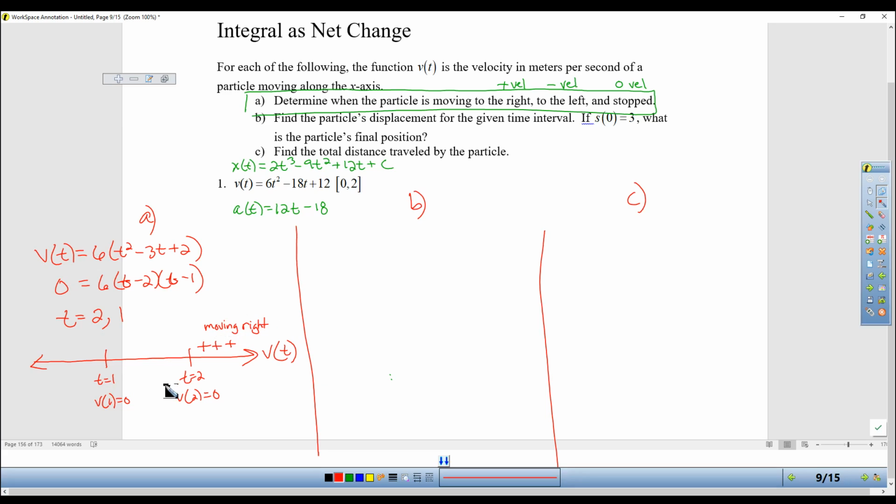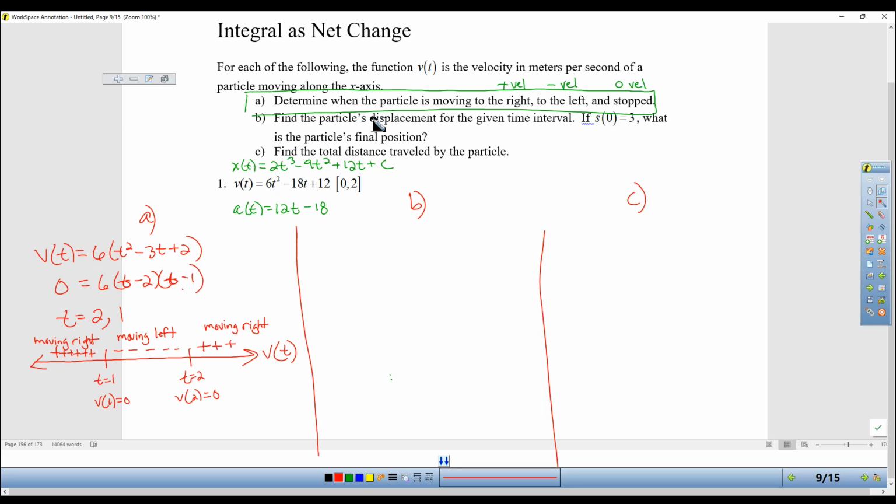Now, if I put in a number like 1.5, 1.5 would make this factor positive, but this factor negative. And a positive times a negative would make a negative. The 6 doesn't matter because it's positive. So this indicates that the particle is moving to the left. And if I put in a number like 0, 6 times negative 2 times negative 1, because if t is 0, I get a negative times a negative, which is a positive, which again, we're talking about its velocity, and positive velocity means that the particle is moving to the right.